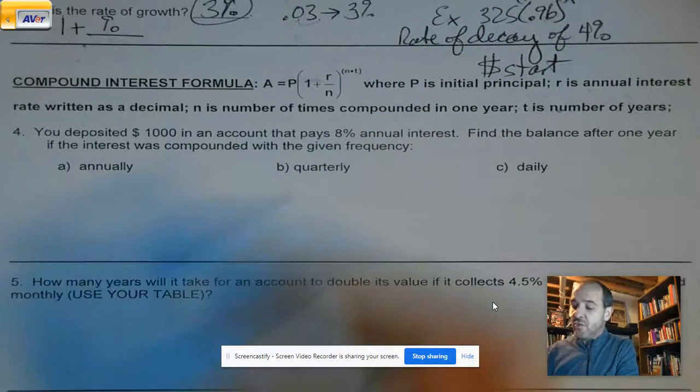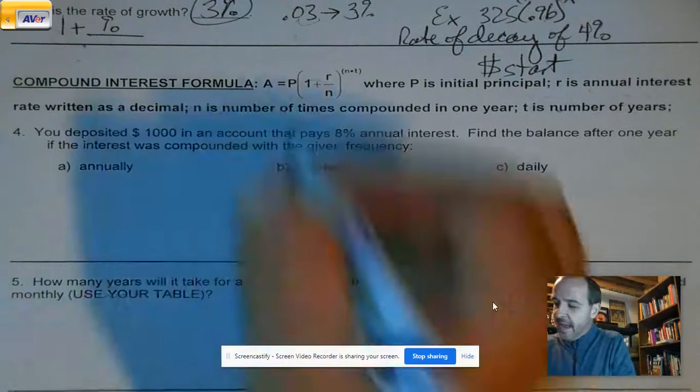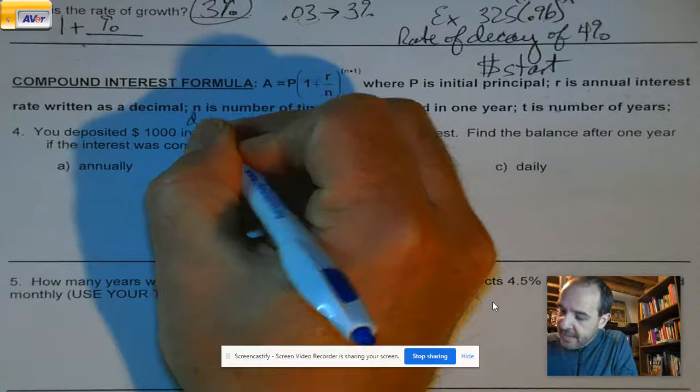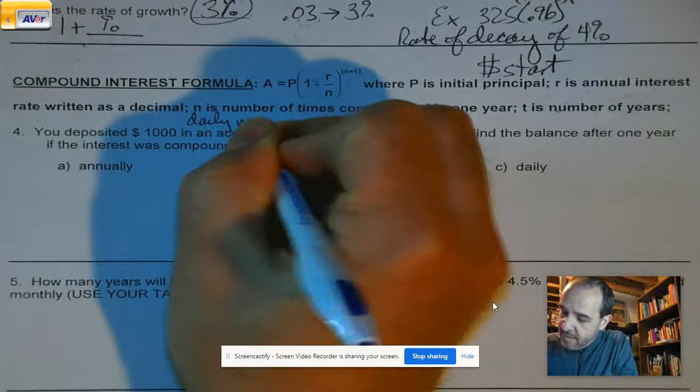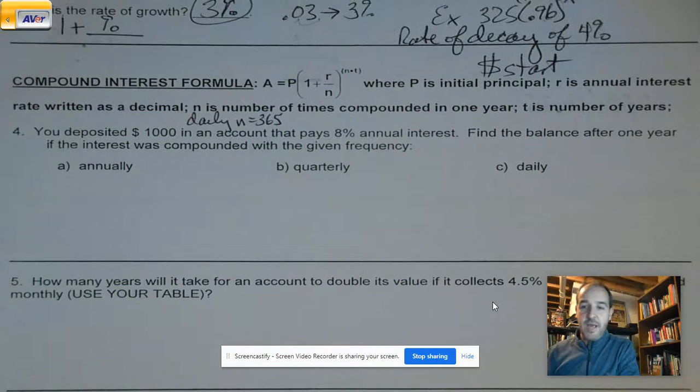R is the annual interest rate as a decimal. We've already talked about those. N is the number of times compounded in 1 year. So here's what that means. If you say something is compounded daily, N would be 365.